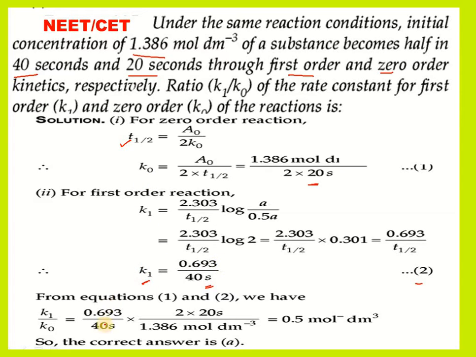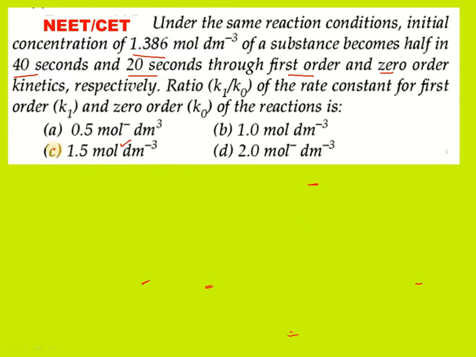K1 is 0.693 by 40. K0 is 1.386 by 2 into 20. So that simplification gives 0.5. So it indicates that option A is the right option for this question.